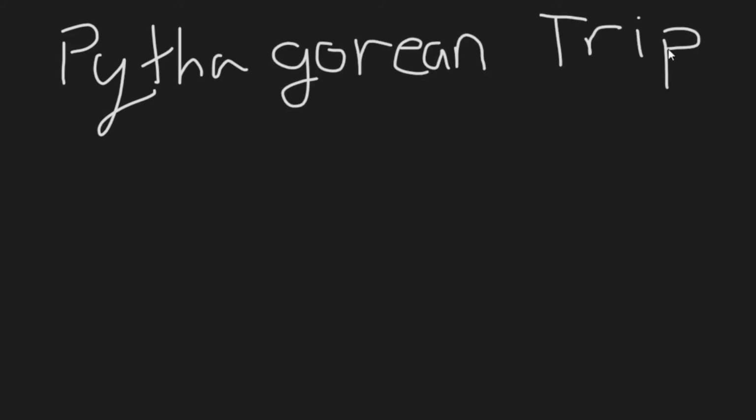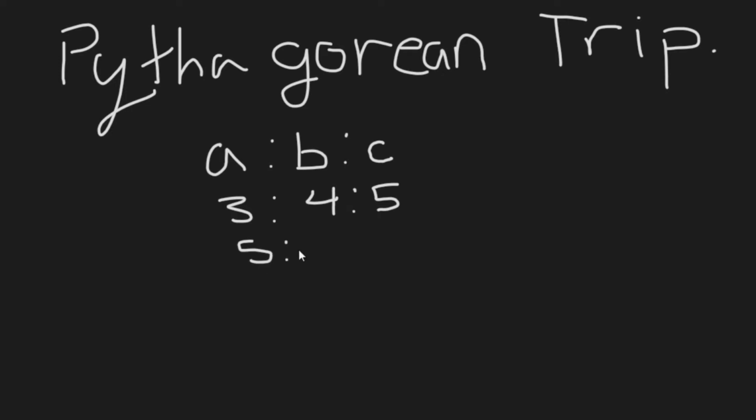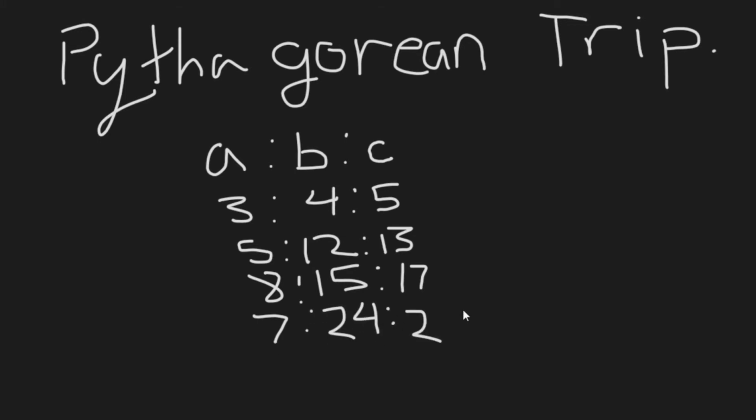You should always remember the first few Pythagorean triples: 3, 4 and 5; 5, 12 and 13; 8, 15 and 17; and finally 7, 24 and 25. These basic ratios of a to b to c can be used for larger side lengths.